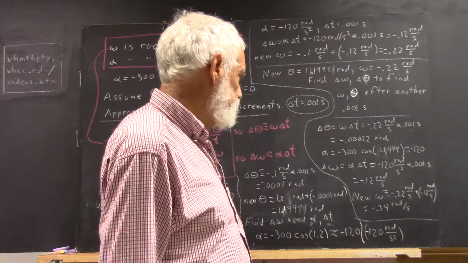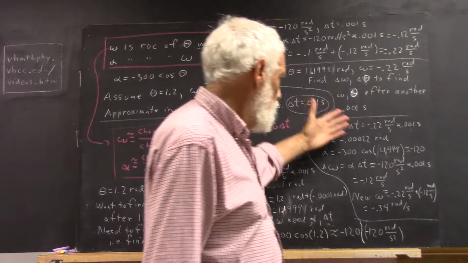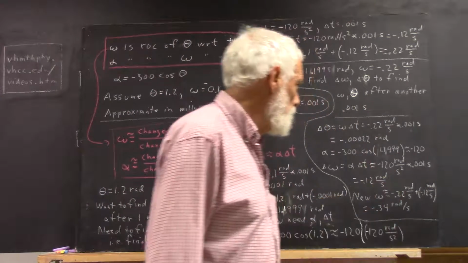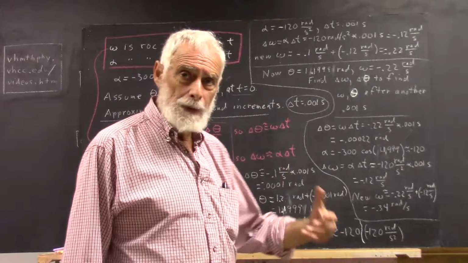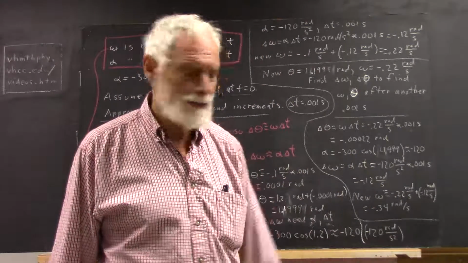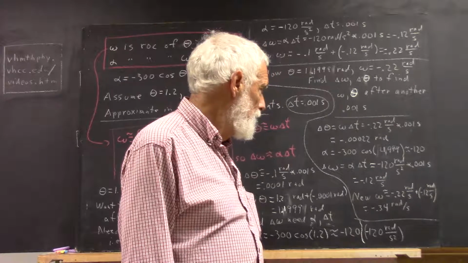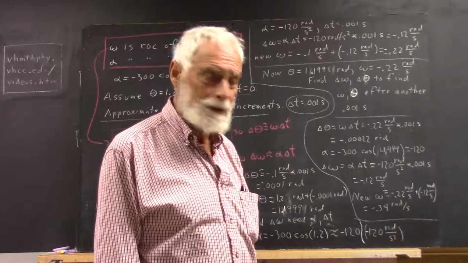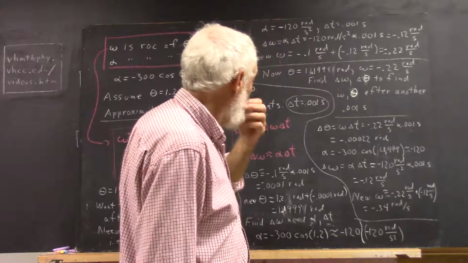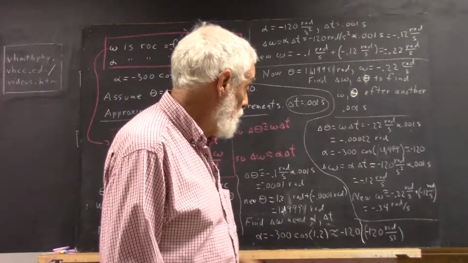So we can keep iterating this process. To find out what happens over the space of 1 second, I have to do this 1,000 times. Take what we got in the last millisecond, apply it to the new millisecond.